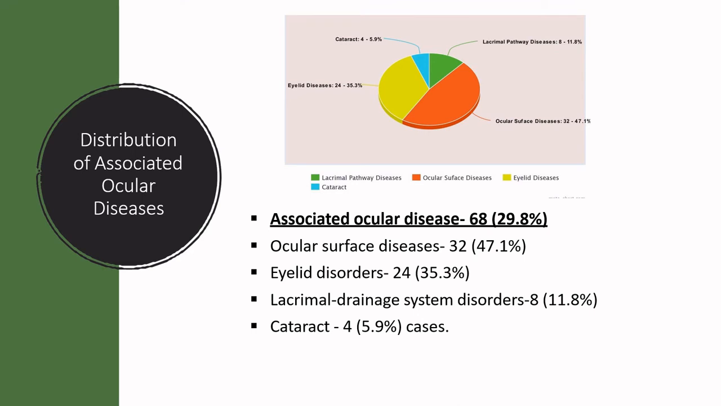We also evaluated the associated ocular disease with refractive errors of the children. 68 children presented with associated ocular disease, that is 29.8% of all children. Among the 68 children, ocular surface disease was noted in 32 cases. Eyelid disorders were found in 24 children. Lacrimal drainage system disorders were noted in 8 children, and cataract was diagnosed in 4 children.